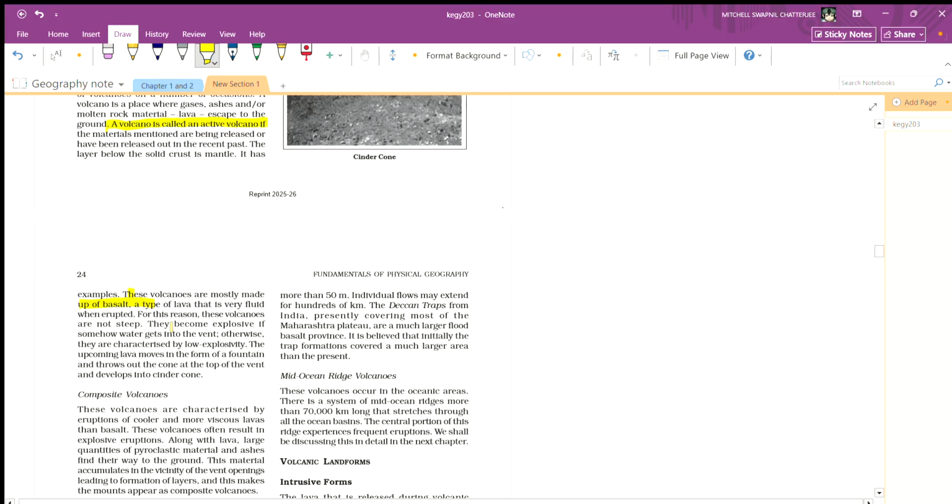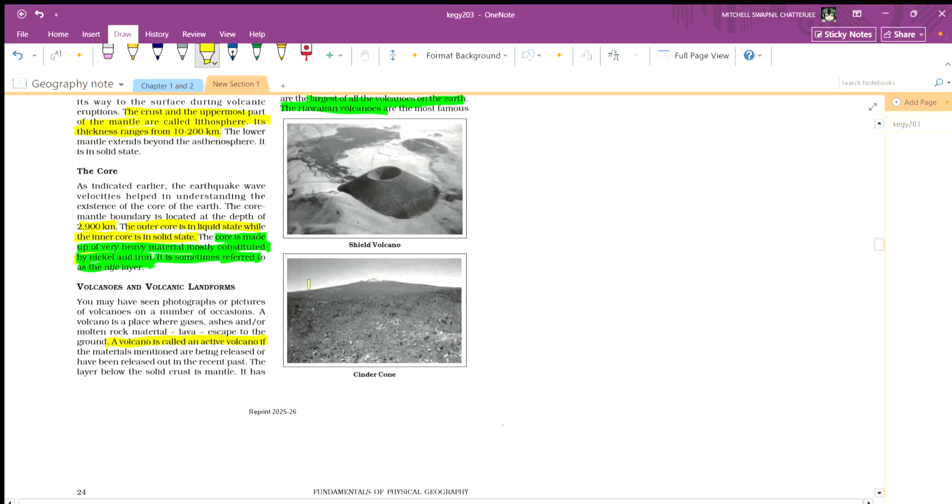They become explosive if some water gets into the vent. Otherwise, they are characterized by low explosivity. The upcoming lava moves in the form of a fountain and throws out the cone at the top of the vent and develops into a cylindrical cone.